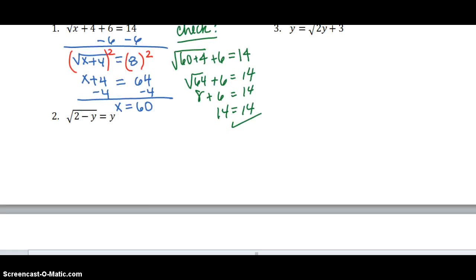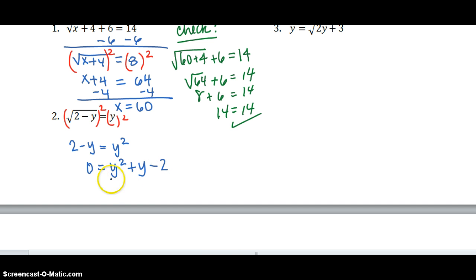Unsquare root it. So to unsquare root it, we need to square both sides. All right, this is going to give us 2 minus y equals y squared. Okay, when I have a variable squared, my radical equation has just now turned into a quadratic equation. So let's put it in standard form. Take our y over, make it a positive y, take our 2 over, make it a negative 2.